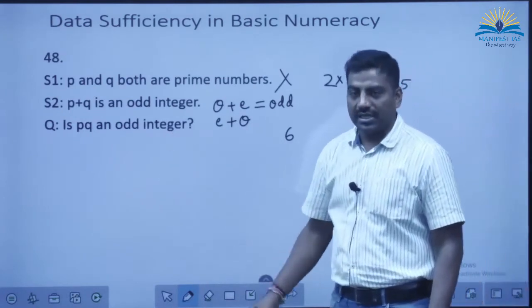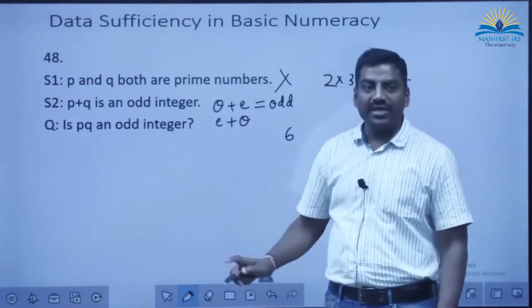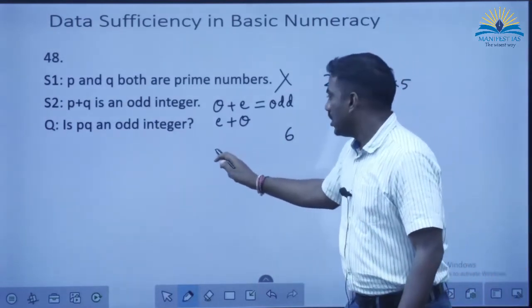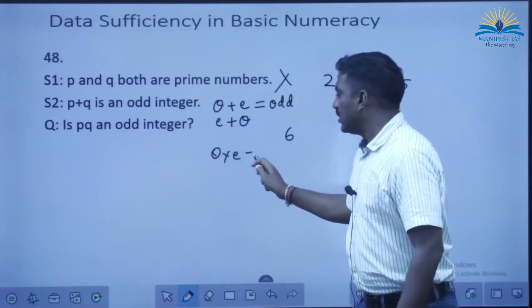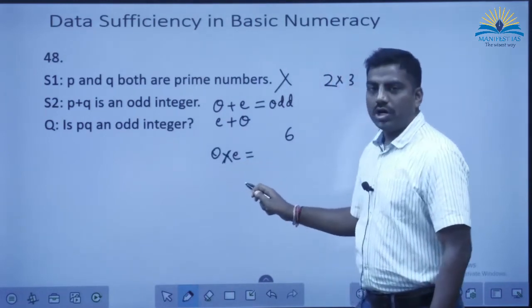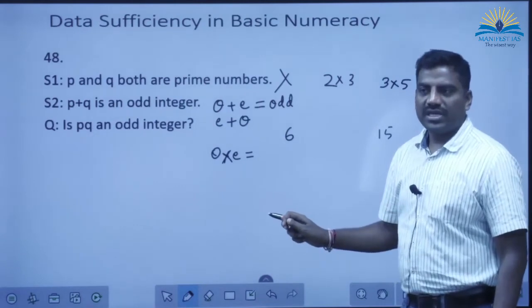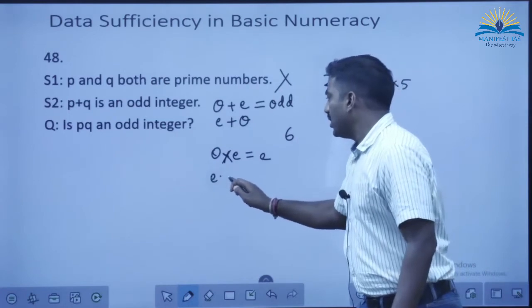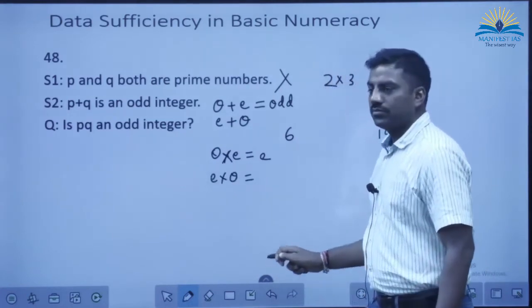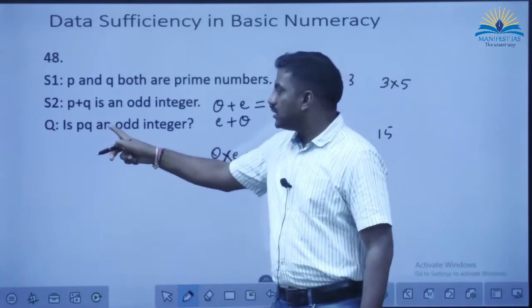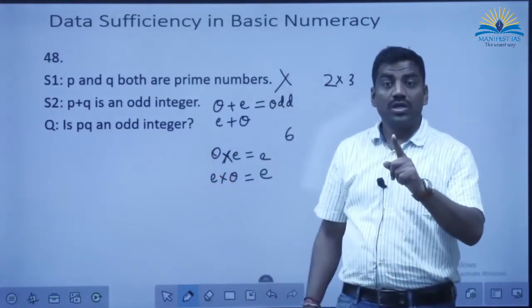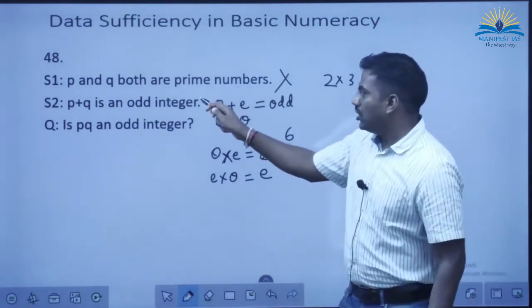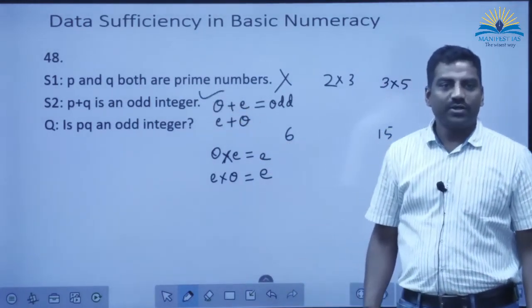Now read the second question. Is PQ an odd integer? PQ means we have to multiply them. Odd into even, what will it be? Odd into even. Take an example, 3 into 4. Even into odd. Now answer, is PQ an odd integer? No. You are able to answer, right? So with S2 alone, we can get to the answer.